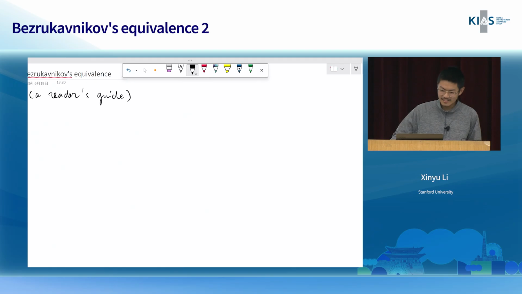Thank you. So welcome to the second talk on Bezrukavnikov's equivalence, and we will be mainly following Bezrukavnikov's original paper, and I hope my talk will serve as a reader's guide to his original paper. So let me first briefly recall all the notations on the automorphic side.